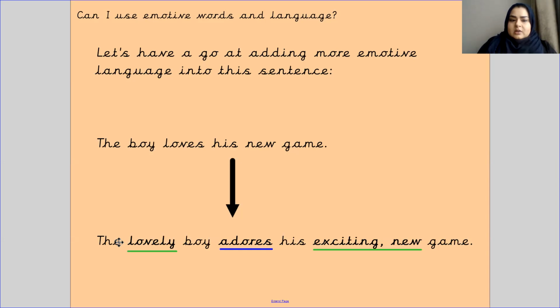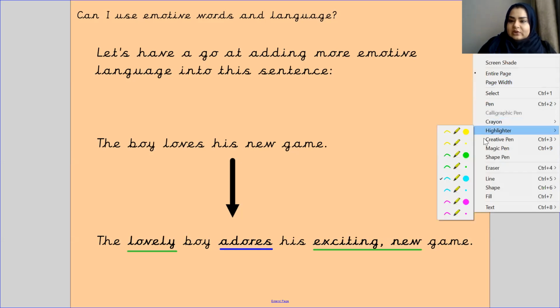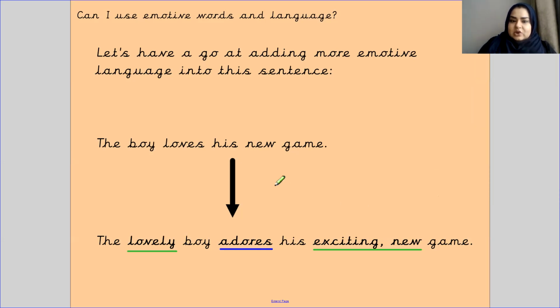Fantastic. So the lovely boy adores his exciting new game. So again, if you look at this, instead of loves, we've changed it to adores. And then we've described the boy by saying he's lovely, which means that's a nice feeling that you will have towards someone. And then exciting new game. So exciting is a feeling too.